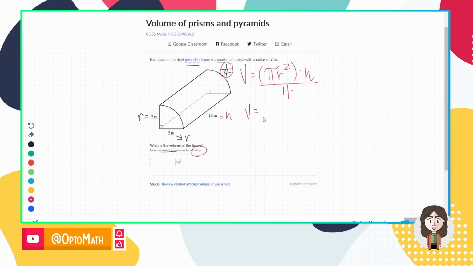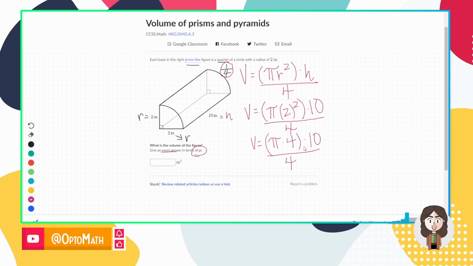So let's substitute. We're wanting to find the volume. That's our missing variable. We have our pi. Our radius is 2. Our height is 10. We're dividing by 4. So we're going to keep on simplifying. We have our pi still. Let's take care of our 2 squared. 2 squared is the same thing as 2 times 2, which is 4. And we're having times 2 times 10, dividing by 4.